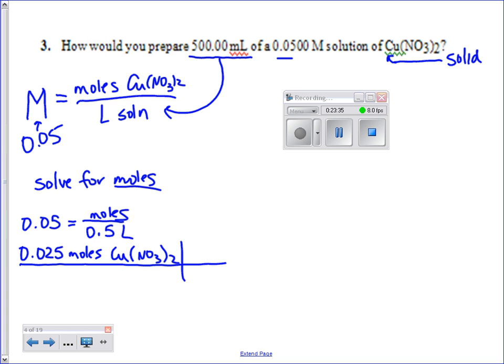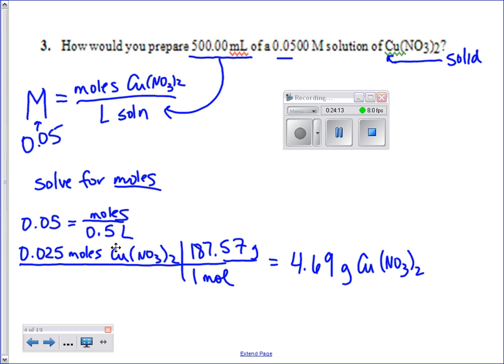But to make it a useful number, I need to convert it to grams. So for every 1 mole, what's my molar mass? 0.5 what? 57 grams. Okay, rounding to 3, let's just stay with 366. What is my number of grams? 4.69 grams of copper 2 nitrate.